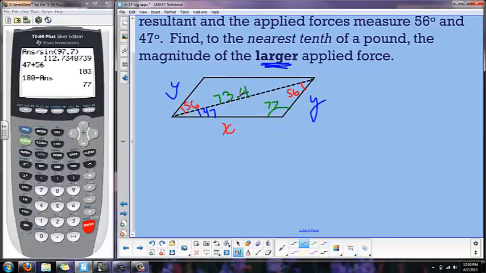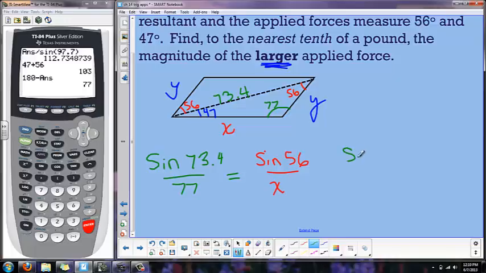So I can use the law of sines on both of these to solve for x and to solve for y. So if I'm solving for x first, I'm going to use this information. So sine of 73.4 divided by 77 is equal to sine of 56, because that's the angle that's across from it, divided by x.